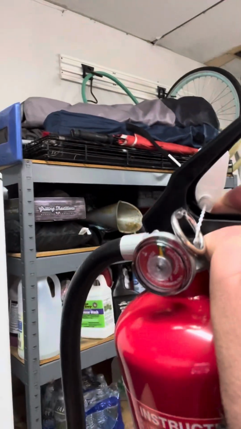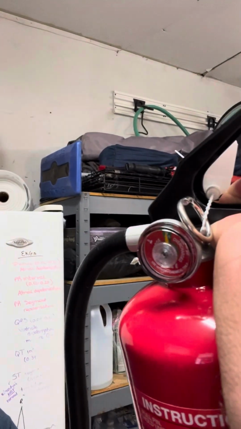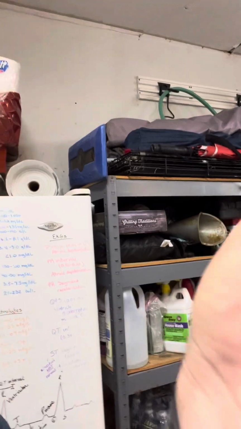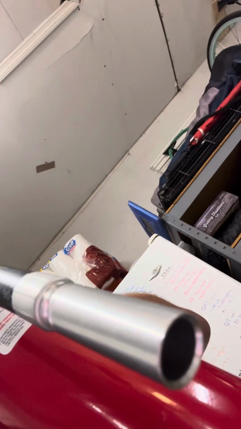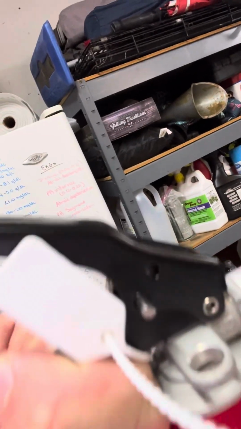So to maintain these, you want to do a visual inspection. First thing you want to look at is make sure that the pin's in it. Then you want to look at the gauge to ensure that your gauge is full. And then it's just a visual inspection to make sure there's no damage. Check your hose. You want to check the nozzle and make sure there's no damage there. Make sure you've got some kind of device to secure the pin so that it doesn't get lost.